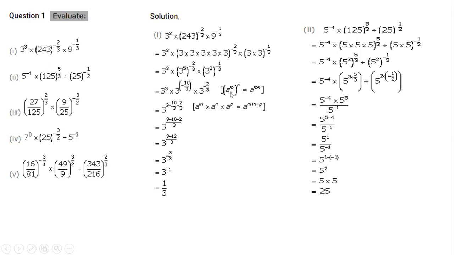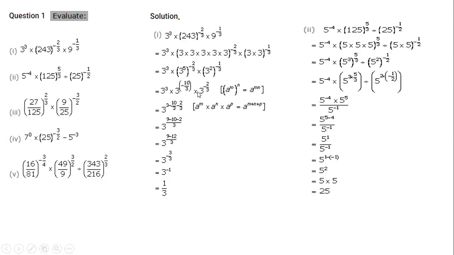As we have done in the power law, a power m whole power n can be written as a power m into n. So this can be written as 3 power minus 10 by 3, and this one 3 power minus 2 by 3. So here this is 3 power 2 into minus 1 by 3. Please correct this one. Now see, bases are same: 3, 3, 3.